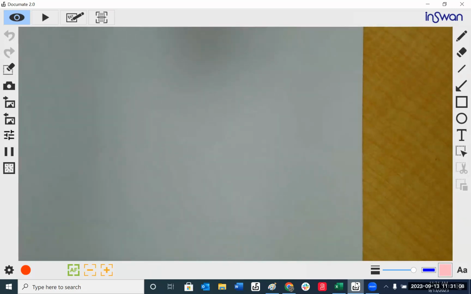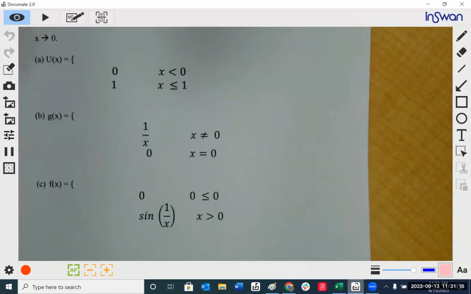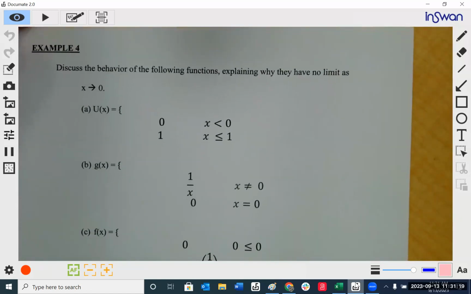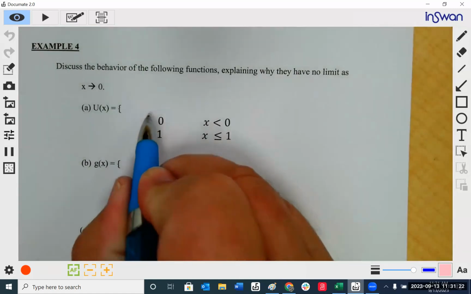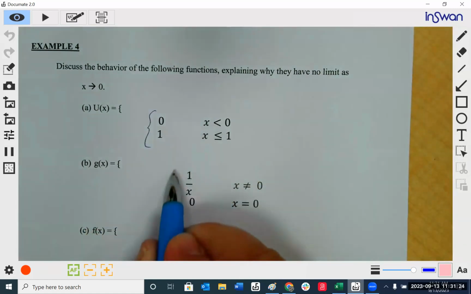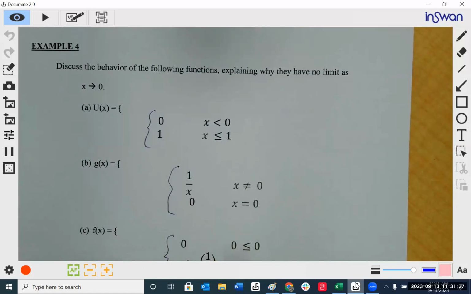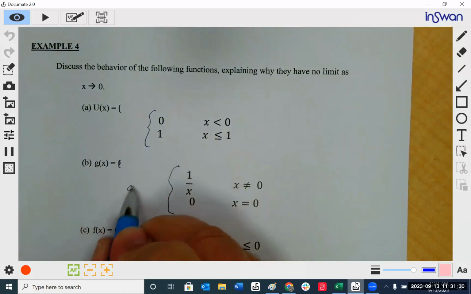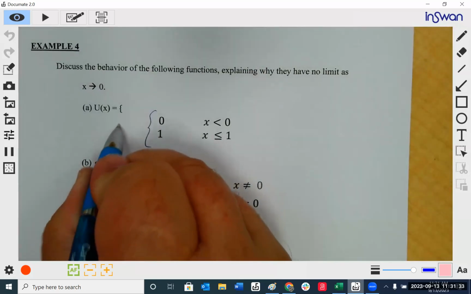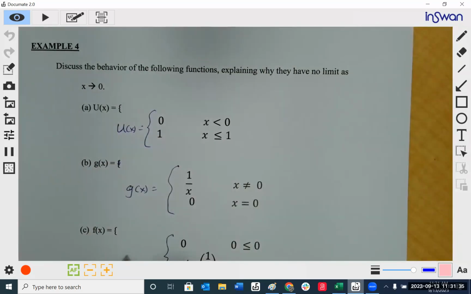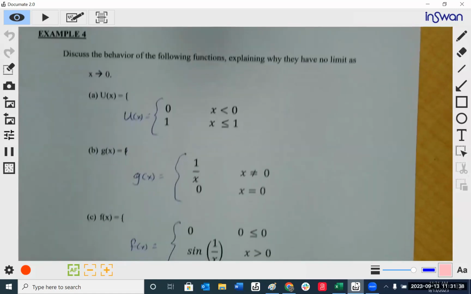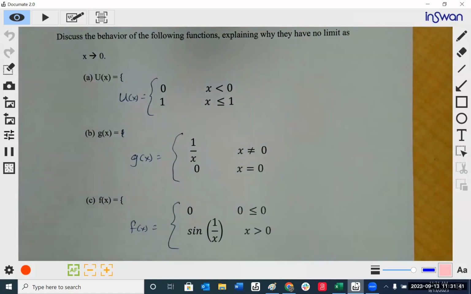Let's give another example here. This is g of x equals, this is u of x equals, and this is f of x equals. Discuss the behavior of the function and explain why they have no limit as x approaches 0.